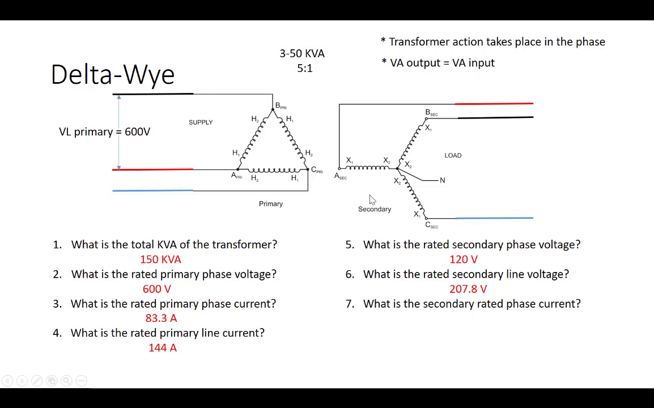The rated secondary phase current would be, I could just use the rating of each phase on the secondary, which is 50 kVA, divided by the phase voltage, which is 120, and that would give me a secondary phase current of 416.7 amps. 50,000 divided by 120, 416.7. And once we have the phase current on a Y secondary, the line current is exactly the same.